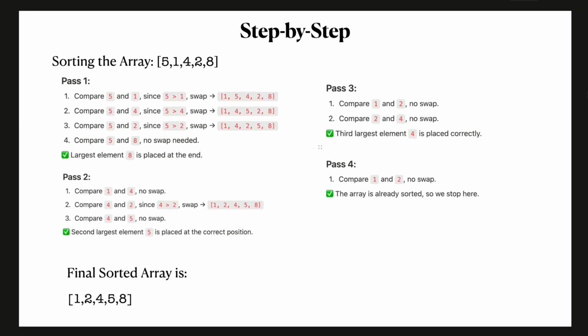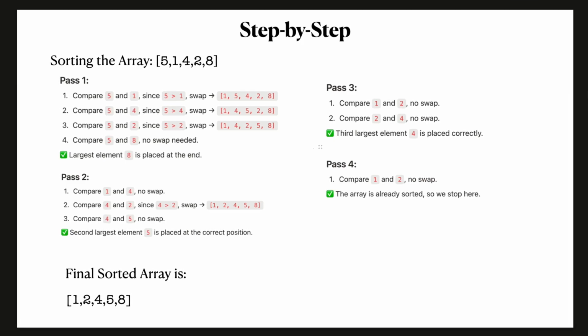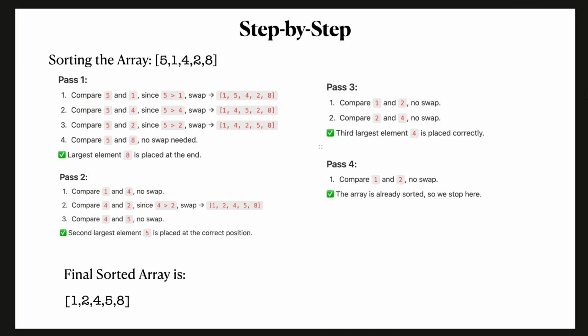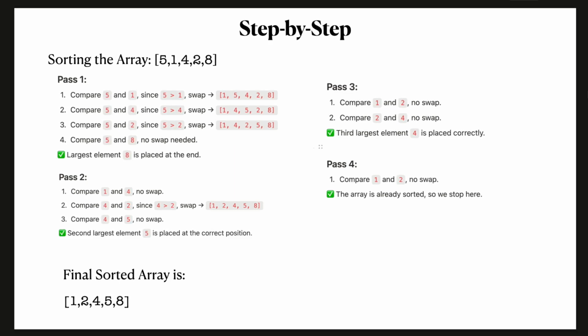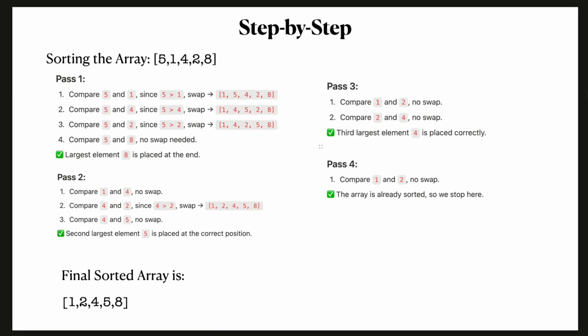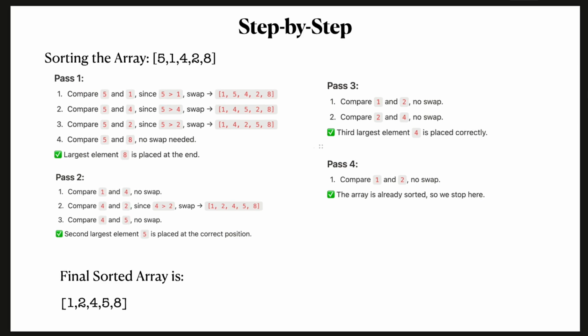Now we are comparing 1 and 4. Because 1 is less than 4, no need of swap. We will go to the next pair. We will compare 4 and 2. Since 4 is greater than 2, swap it. The resultant array will be 1, 2, 4, 5, 8. In the third iteration, compare 4 and 5. 4 is less than 5, so no need of swap. So in the second pass, the second largest element 5 is placed at the correct position.